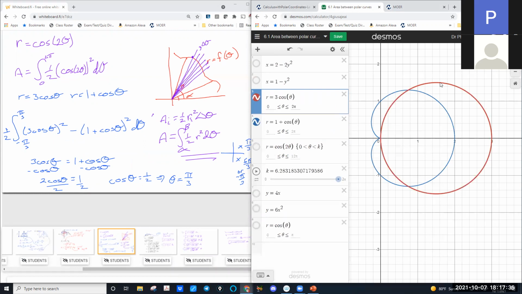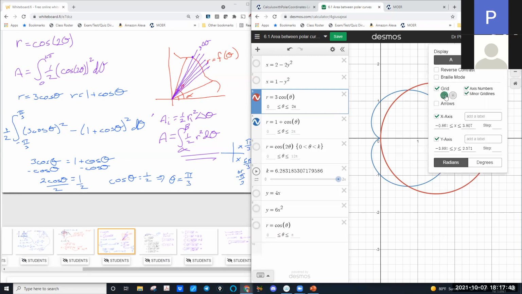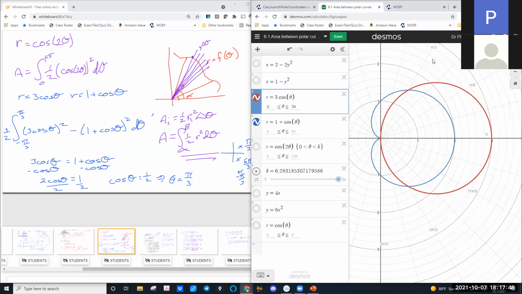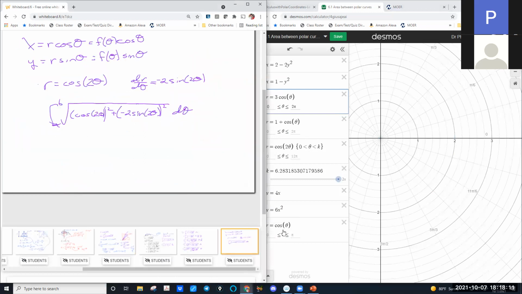When you're trying to find out the limits, another thing that can help you, if you go to the wrench up here on Desmos, you can change to a polar grid. And now we can see that that angle is pi over 3, and that one is pi over 3. Now, they won't always land perfectly on one of these rays, but when you're dealing with polar curves, that might be something you want to use to help you out. All right. Last thing. This is pretty cool.